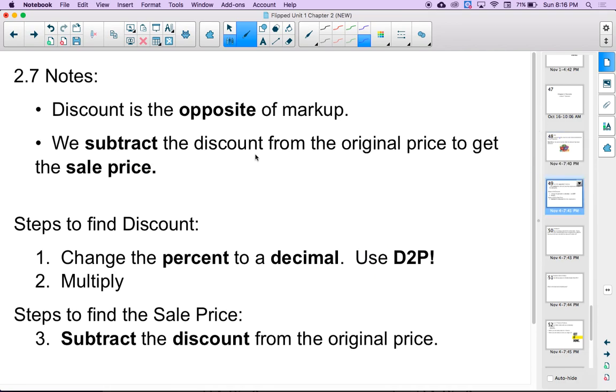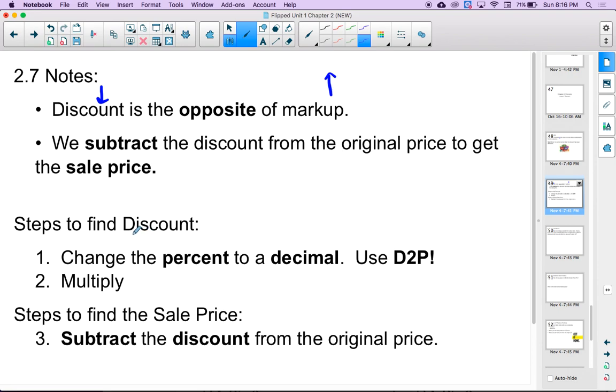Couple notes. Discount is the opposite of markup. Markup makes a price go up so the store can earn money to cover their bills. Discount makes a price go down. Usually you see discounts when stores are trying to clear out their inventory for a new season. Next note, we subtract the discount from the original price to get the sale price. So the link between discount and sale price is the fact that we are taking that discount, we're subtracting it away, and that gets us our sale price.